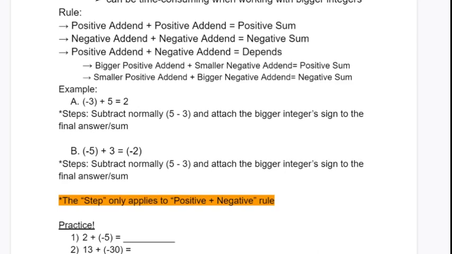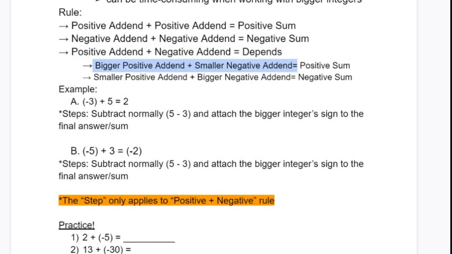So technically here you have negative 3 plus 5. Pretend the 2 is not here. Pretend we don't know that yet. So what I did here is based off of these rules. I look at it and I'm like, okay, I have a bigger positive addend and a smaller negative addend. So that's going to give me a positive sum.